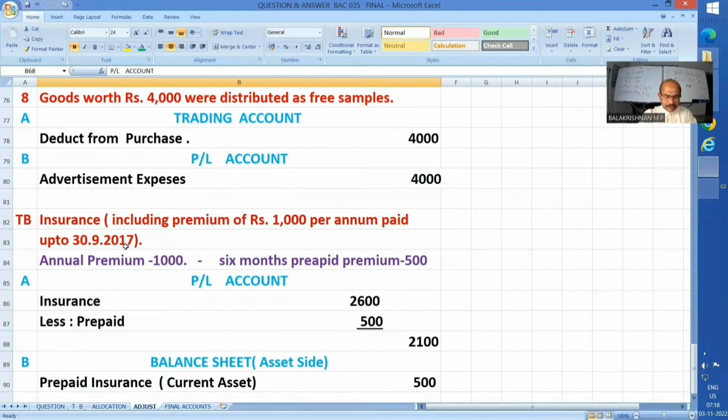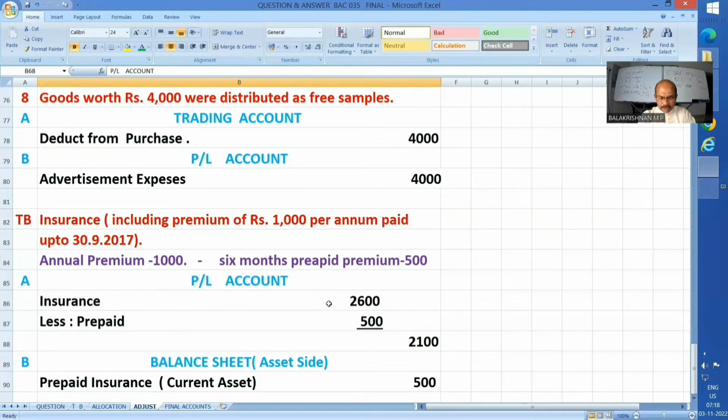And in the trial balance, there is an item: insurance, including premium of rupees 1,000 per annum, paid up to 30/9/2017. So annual premium is 1,000, and 6 months is prepaid premium. Why is it 6 months? Because April to September is 6 months. Okay. So insurance paid is 2,600.